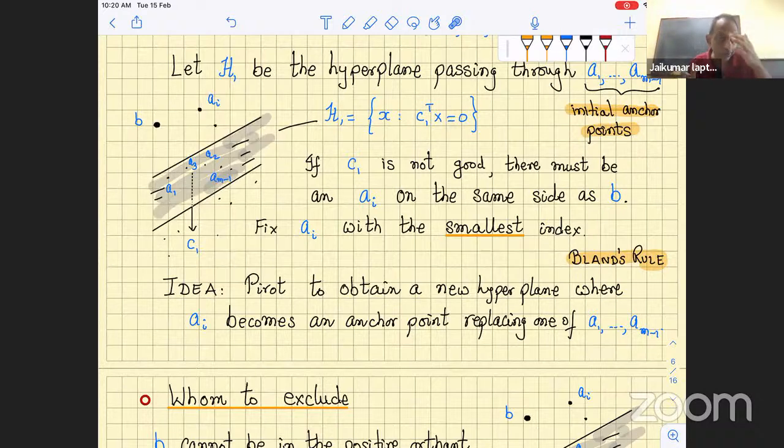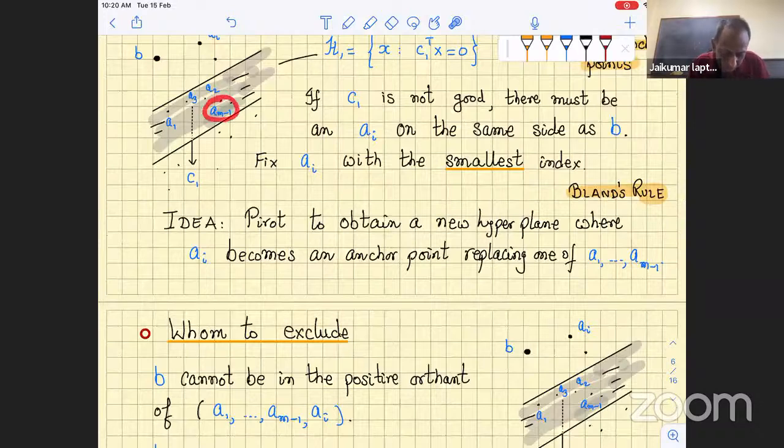Okay. So now we would like to include A_i in some hyperplane and drop one of those edges which were in the old hyperplane. Okay. So we are going to twist so that the hyperplane includes A_i but excludes one of the other hyperplanes. So now, whom to exclude? And how do we ensure that when we add A_i and we exclude somebody, B doesn't fall on the same side? So here is what we do.